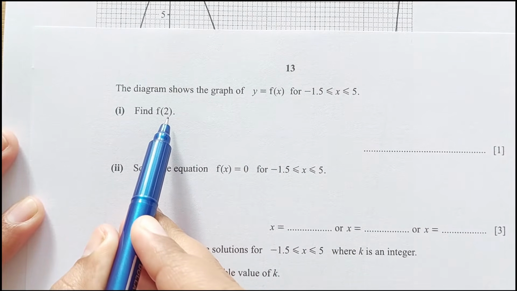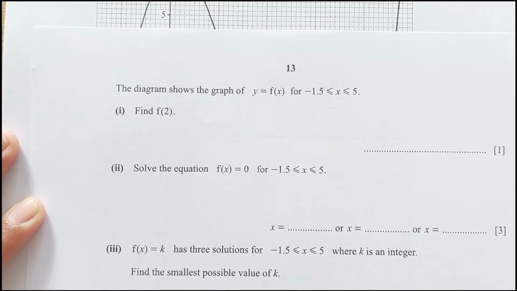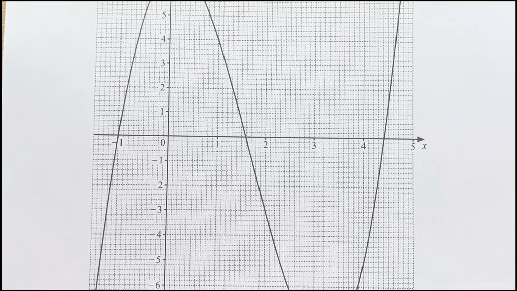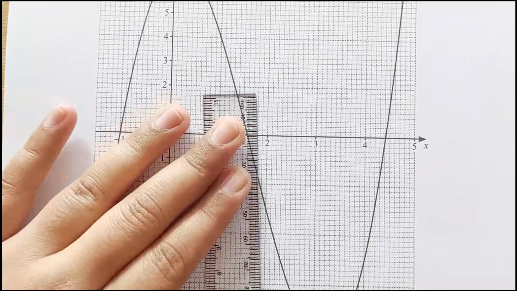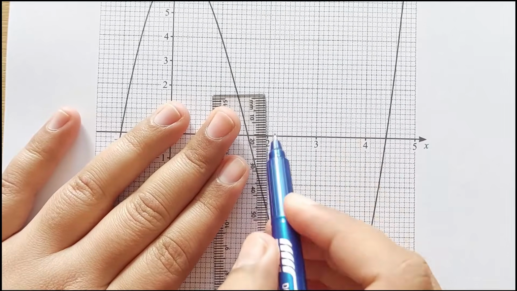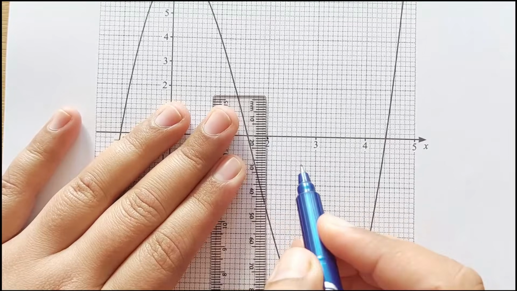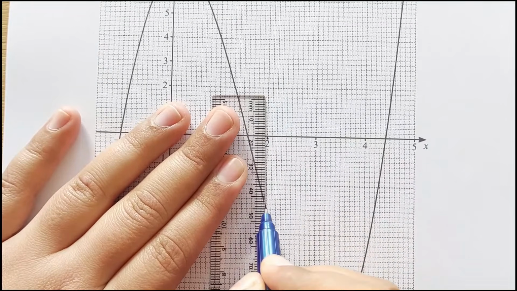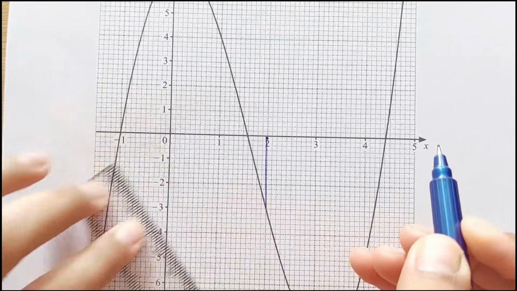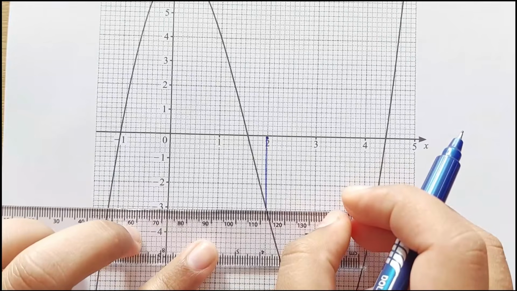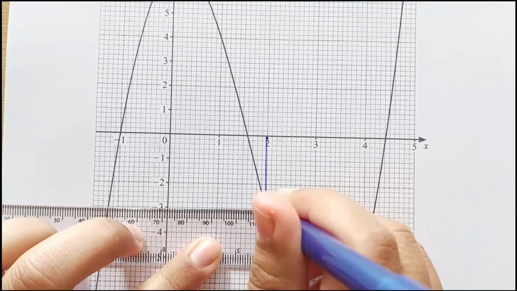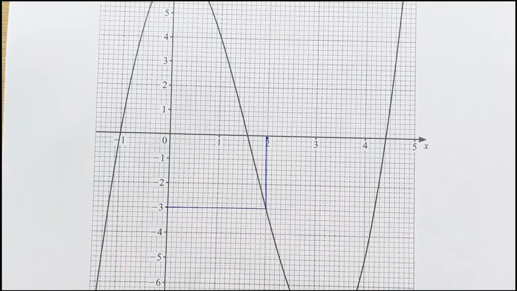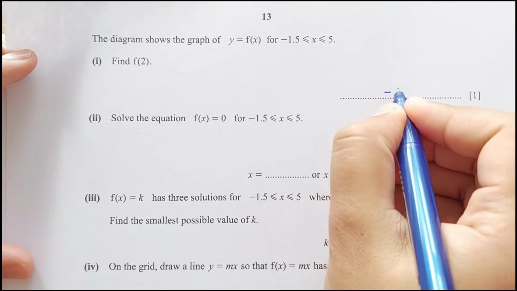So we need to find the value of y when x is equal to 2. Let me check where x is equal to 2. Let me draw the straight line at x equals 2, and find the corresponding value of y when the graph touches x equals 2. As you can see, the corresponding value of y is negative 3, right? So we can say this is equal to negative 3.